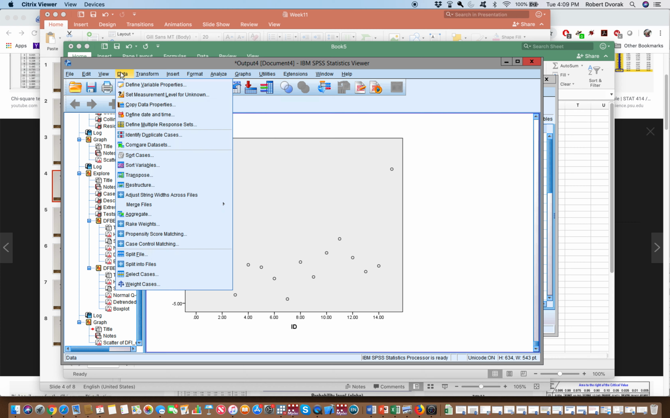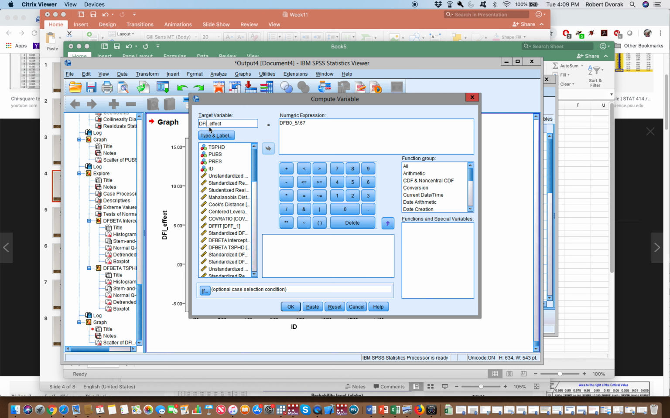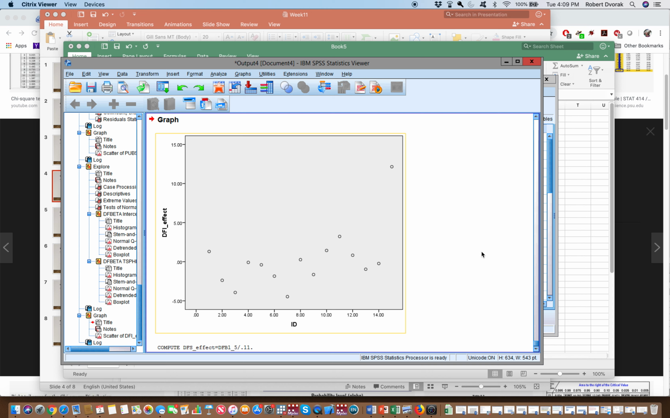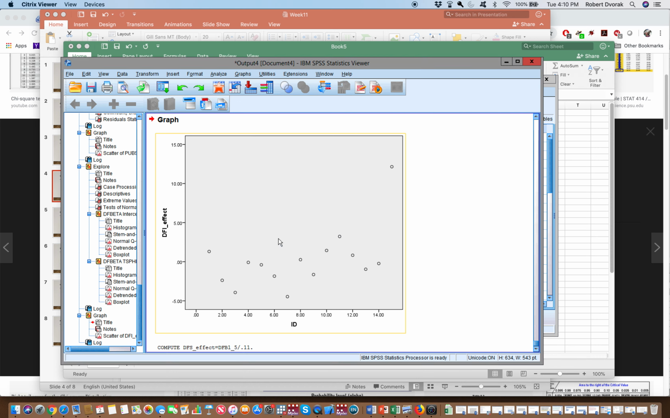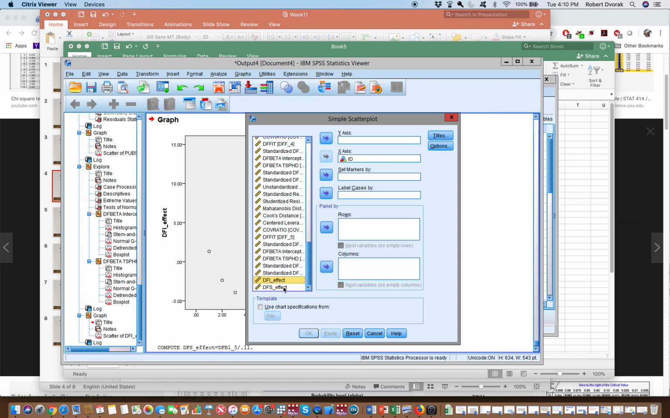We can do the exact same thing. Data, Transform, Compute. And let's go DFS effect. This is going to be the effect on our slope. And so we have DFBETAS for PhD, and 0.11 was our standard error there. Calculate that. And then again, we can go Graphs, Legacy Dialogs, Scatter, okay. We're going to do DFS effect this time instead of DFI effect.